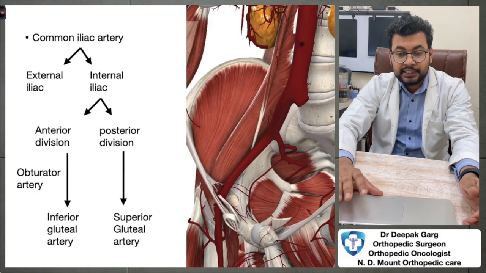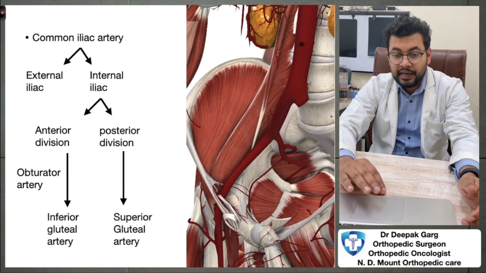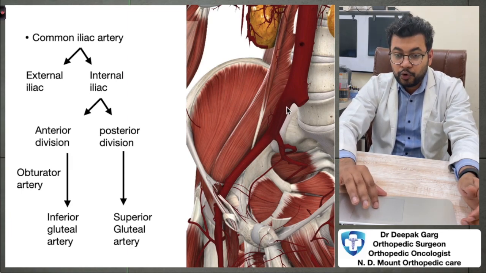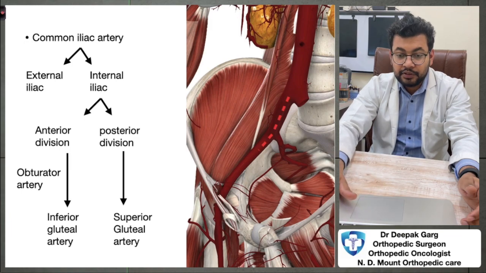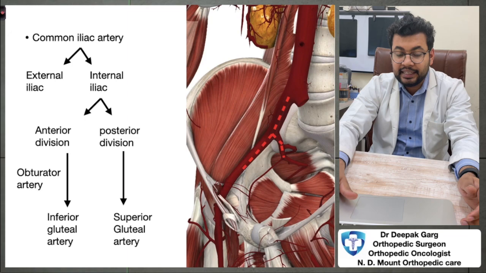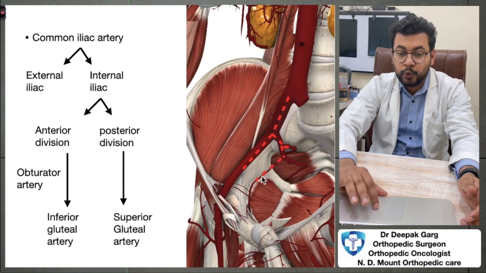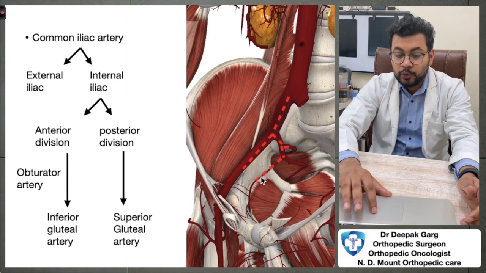If we discuss the blood supply of the gluteal area and the posterior aspect of the thigh, the hamstring muscles, then the common iliac artery will divide into 2, external iliac and the internal iliac. The internal iliac will divide into 2 divisions: this is the anterior division and this is the posterior division. The anterior division will give multiple branches. One of the branches is the obturator artery. So this is the obturator artery.